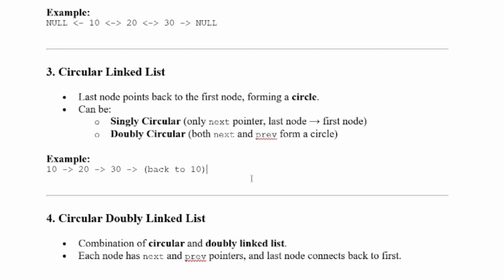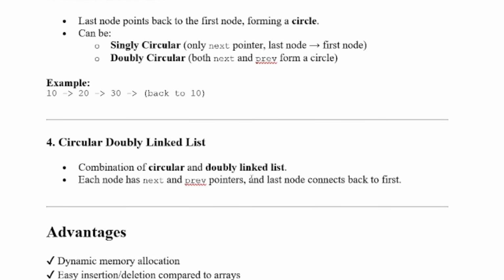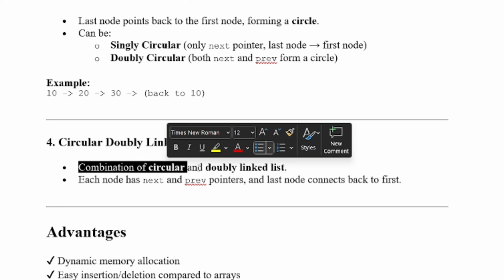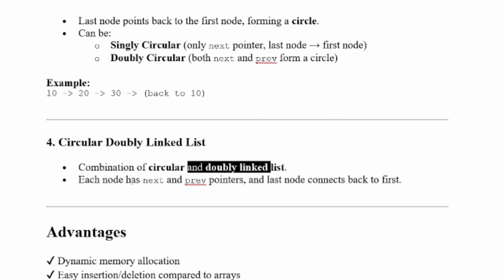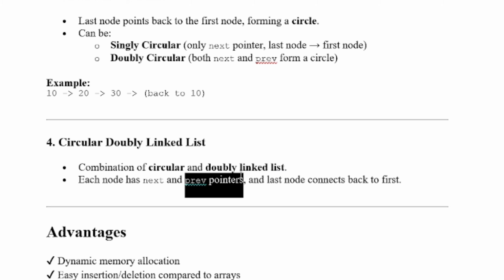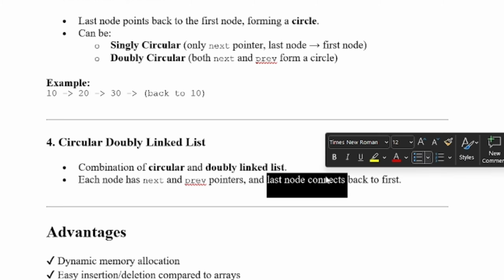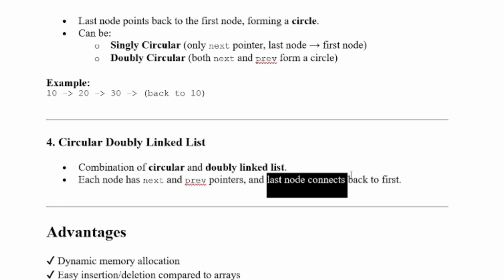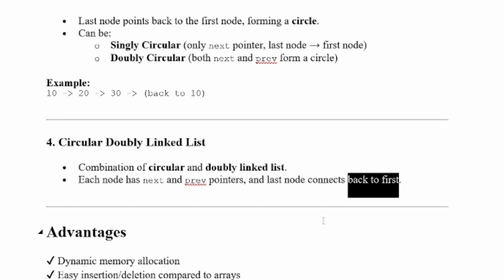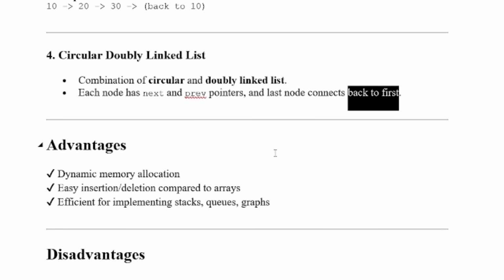Now come to the last one, the circular doubly linked list. This is a combination of circular and doubly linked list. Each node has next and previous pointers, and the last node connects back to the first one. So this is a circular doubly linked list.